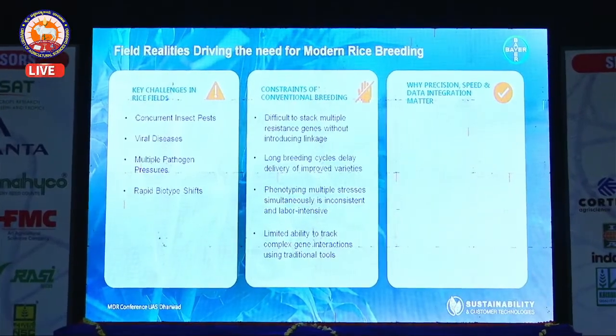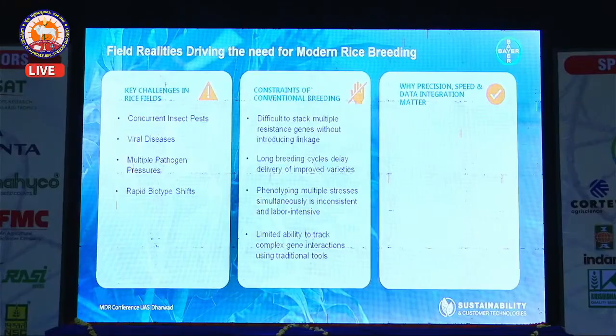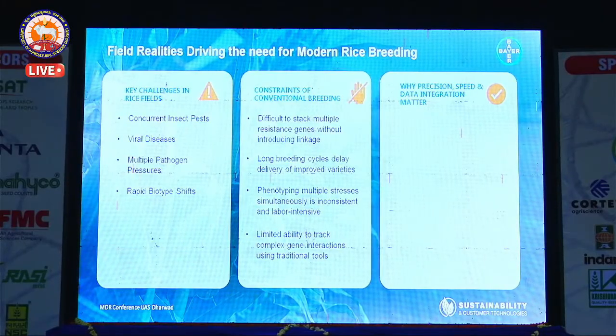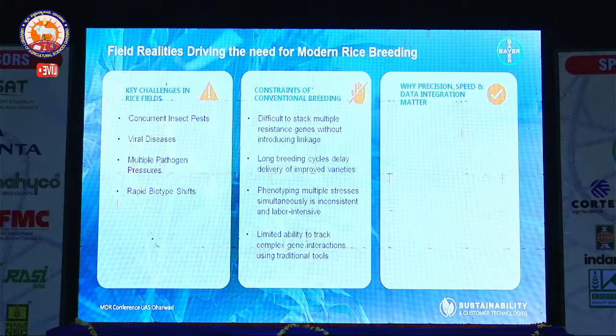In conventional breeding, we do have constraints, like difficulty to stack multiple resistance genes without introducing linkage, long breeding cycles delay delivery of improved varieties, phenotyping for multiple stresses simultaneously is inconsistent and labor-intensive, and there is limited ability to track complex gene interactions using traditional tools.